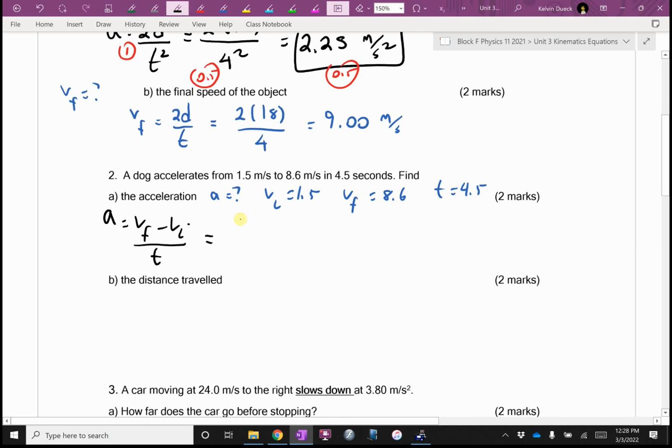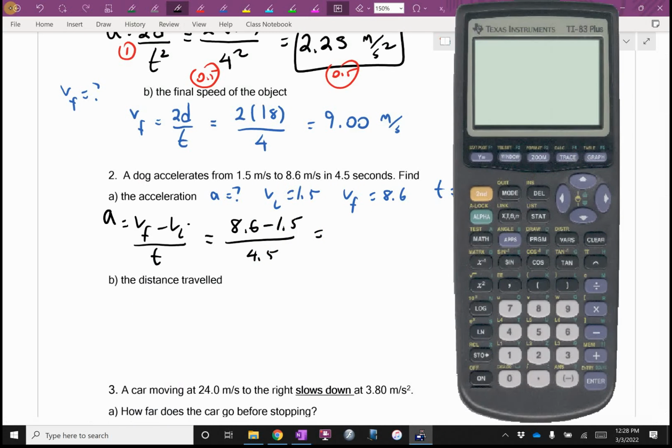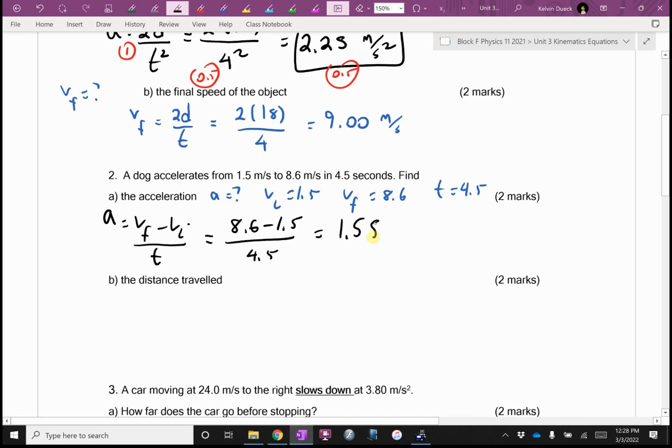And so it's going to be 8.6 minus 1.5 divided by 4.5. This one I can't do in my head. I got a yucky number on the top. So 8.6 minus 1.5, close bracket, divided by 4.5. Did you get 1.57 or 1.58? Good. Units, meters per second squared.